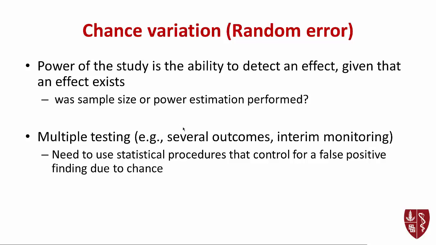What about multiple testing? So things that you're looking for is they look at several outcomes and they test everything at the alpha of 0.05 level. Or was interim monitoring done? And so in order to preserve the overall type 1 error rate at 5%, did they use statistical procedures that control for a false positive finding just due to chance?